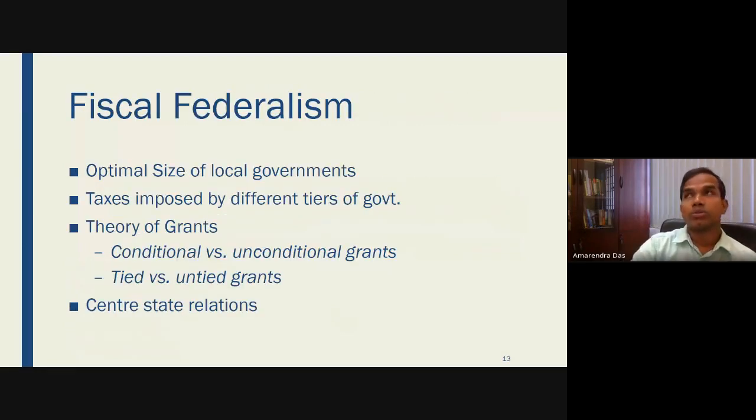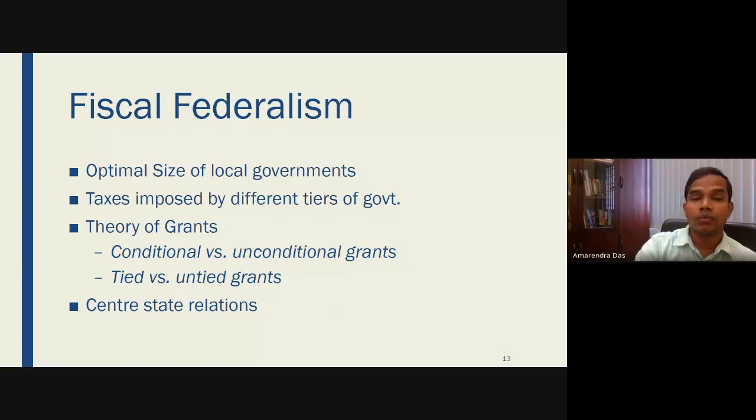Then in public finance, we also discuss fiscal federalism. Now, what is fiscal federalism? That we have governments at different levels. We have government at national level, we have government at state level, and then we also have government at the local level. After the 73rd and 74th constitutional amendment, these local governments have got power, and panchayats have been given 29 powers. Urban local bodies have been given 18 powers, but unfortunately, the states are not transferring those powers. Okay, so those are again discussed in public finance.